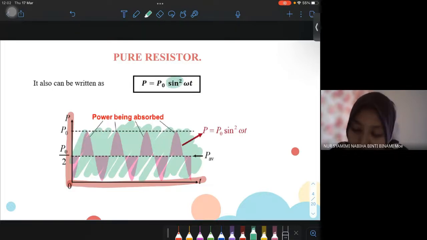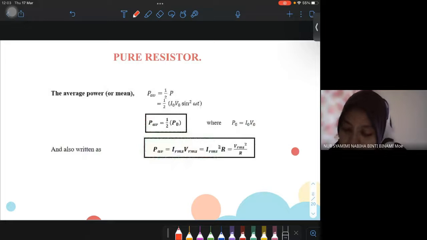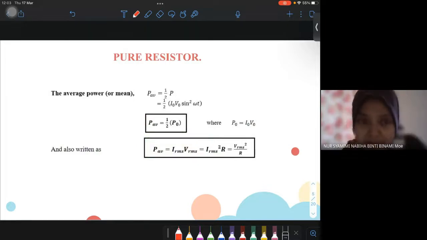Okay, so kita akan ada maximum dan maximum divided by 2. Okay, so the maximum divided by 2 kita panggil dia sebagai average power. Ini instantaneous power. Kenapa instantaneous power? Sebab ada in term of specific time. So sin square omega T, calculator must be in mode radian. Sebab omega ialah 2 pi. So kalau sin 2 pi mesti dalam mode radian. So itu untuk pure resistor.